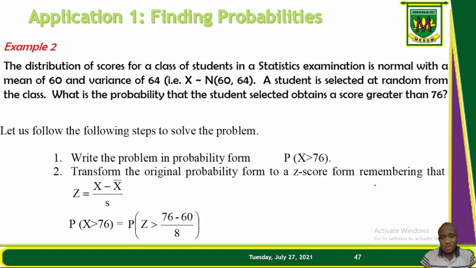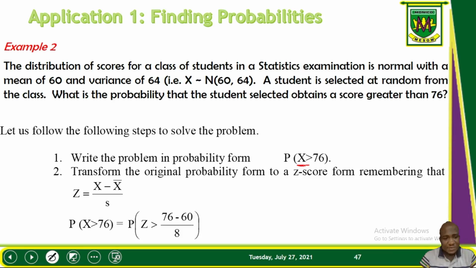So you follow the same procedure. First, you have to write down the problem in probability form. We are talking about a score greater than 76. So the score X should be greater than 76. So P(X > 76).